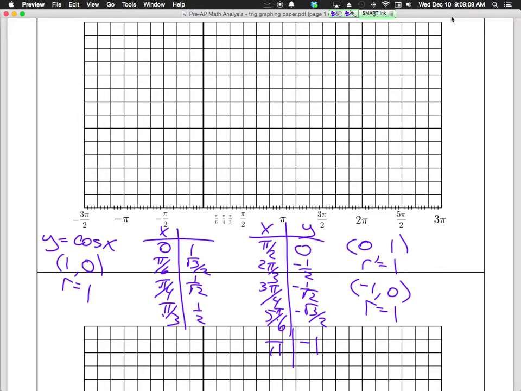So let's see what these points do for us. So I have 0, 1. Then I have pi over 6, radical 3 over 2, which was about 0.866, so that's about somewhere up in there. Then I have pi over 4, 1 over radical 2, which was 0.707, so somewhere about there. I have pi over 3 and 1/2. And then I have pi over 2 and 0. So this looks like that. Then I move on. 2 pi over 3 gives me negative 1/2. 3 pi over 4, negative 0.707. 5 pi over 6, negative 0.866. And then pi, I'm at negative 1.